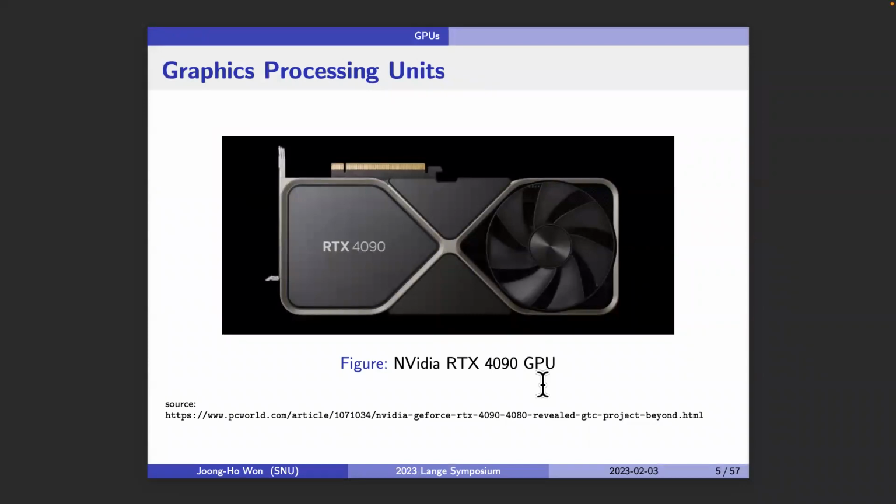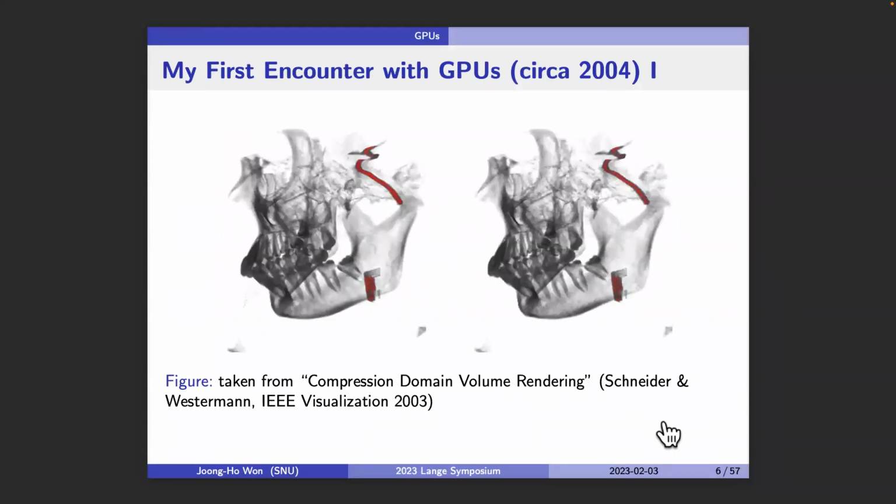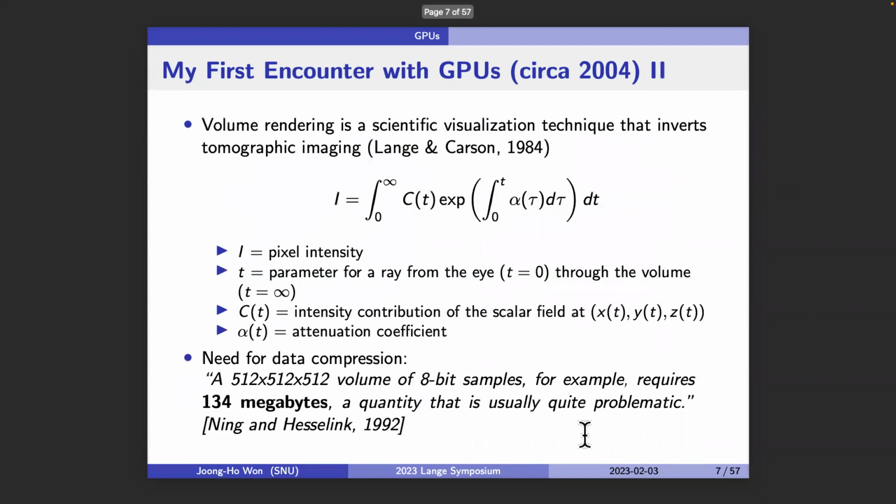This is probably the most latest NVIDIA GPU of the time, RTX 4090. But my first encounter with GPUs goes back to almost 20 years ago. So as an electrical engineering graduate student, I was involved with a class project, something related to data compression. And I got interested in this compression domain volume rendering. Volume rendering is a scientific visualization technique that basically inverts tomographic imaging, which can make a substantial contribution.